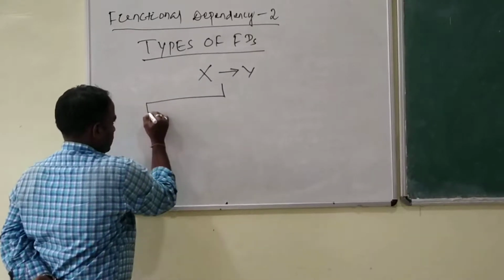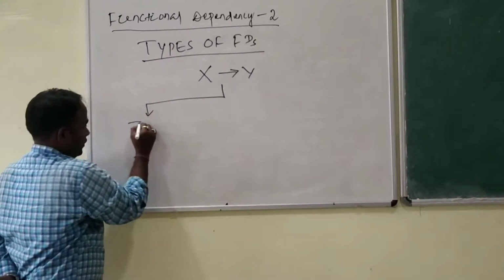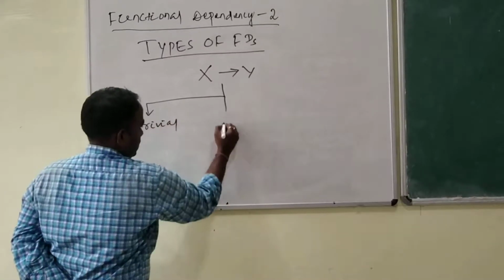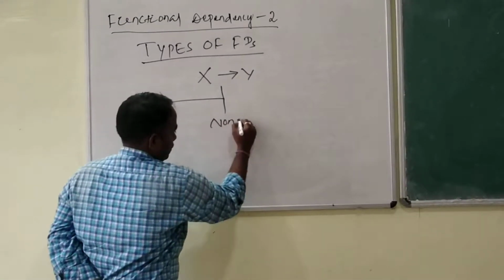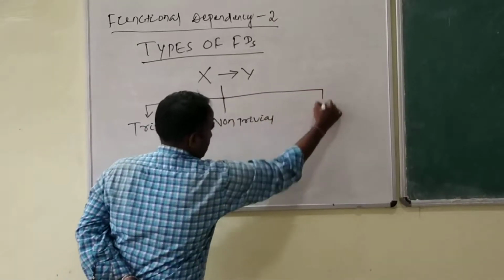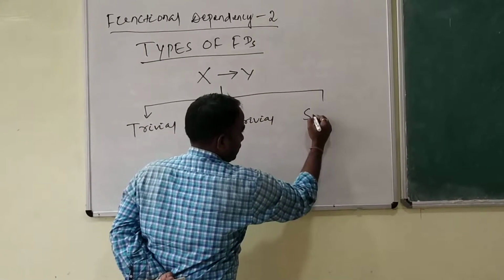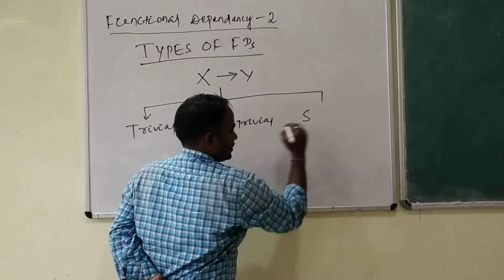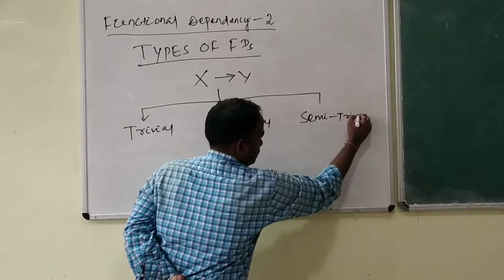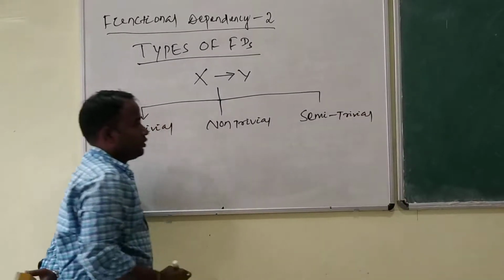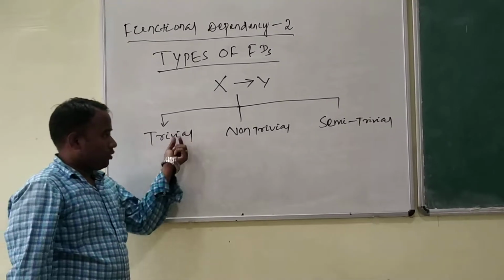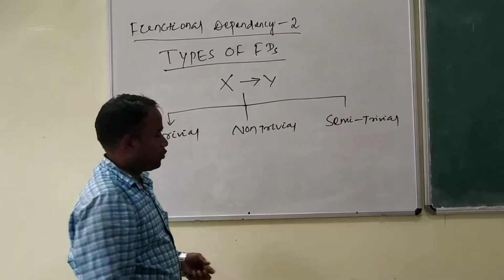The first one is trivial functional dependency. Next is non-trivial functional dependency, or sometimes people categorize it as semi-trivial functional dependency. We'll see when a functional dependency will come under which category.